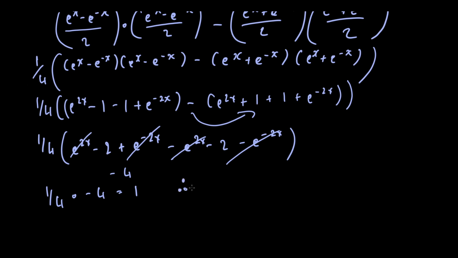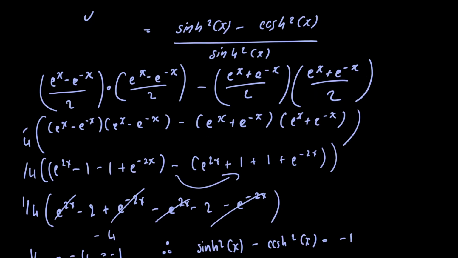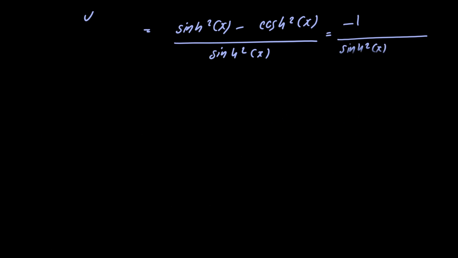Therefore, hyperbolic sine squared of x minus hyperbolic cosine squared of x is equal to minus 1. Got the minus sign here. And that means that we can rewrite this up here as minus 1 all over hyperbolic sine squared of x, that is equal to minus hyperbolic cosecant squared of x. And that's the answer to our problem.